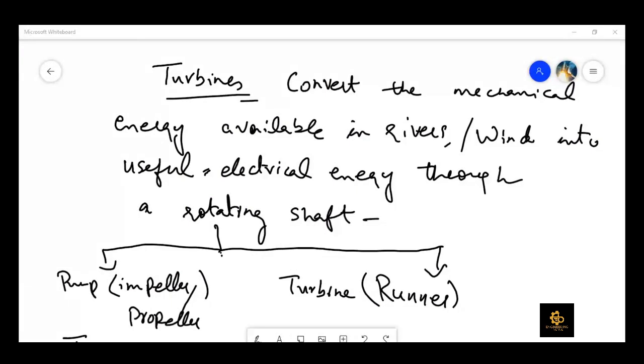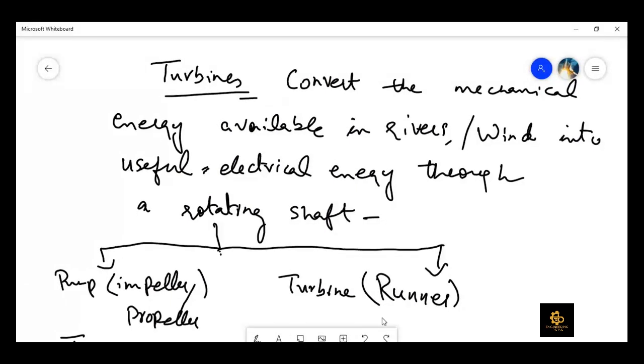In the last class on Friday, we started discussing hydraulic turbines. So, if I can quickly recap what we discussed in Friday's class. Basically, turbines are used to convert the mechanical energy which is available in rivers, waves, or any other means into useful electrical energy through a generator which is attached to a rotating shaft.